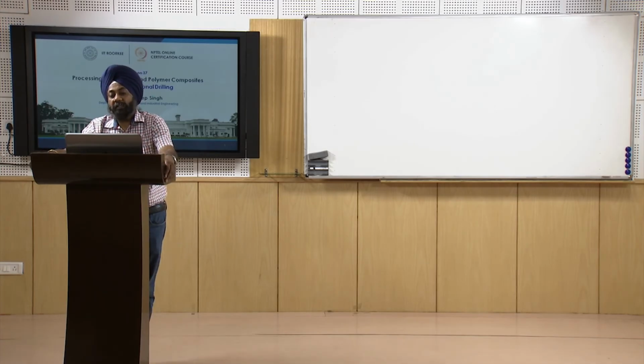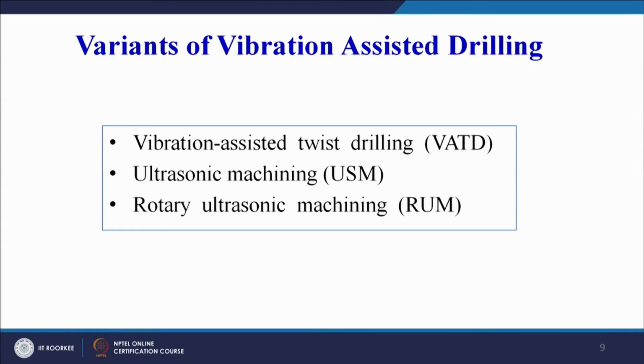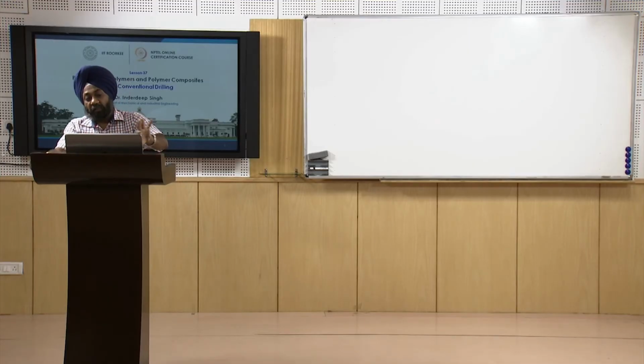Now different variations or variants of vibration assisted drilling are investigated in research. Vibration assisted twist drilling, where the drill that is used is a standard twist drill, ultrasonic machining, then rotary ultrasonic machining. So whatever we have seen is ultrasonic assisted drilling, UAD. We can have the same variant as vibration assisted twist drilling.